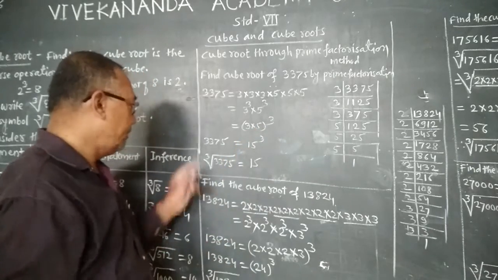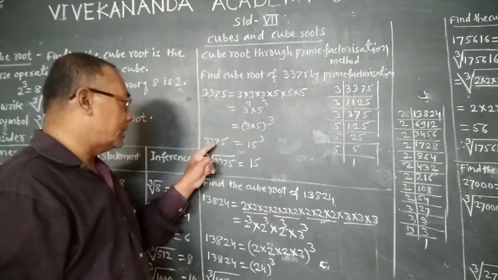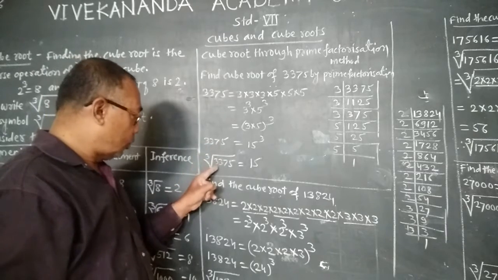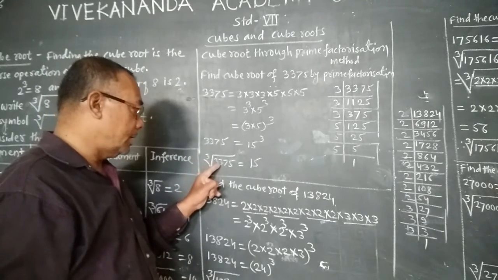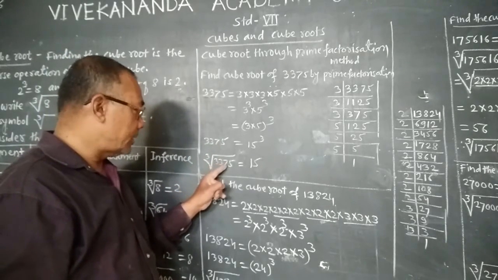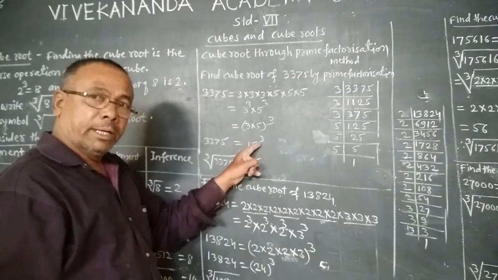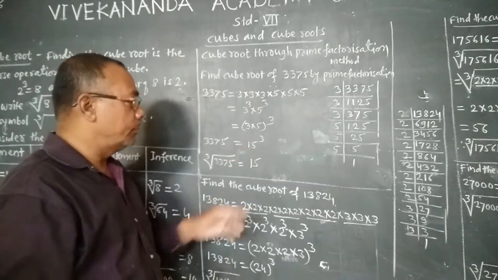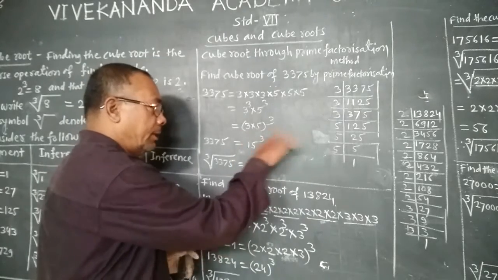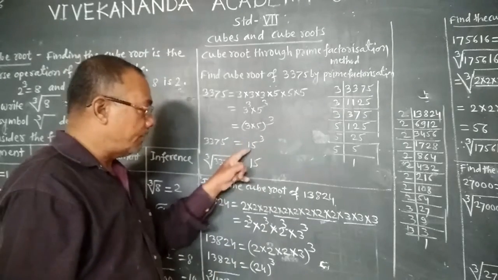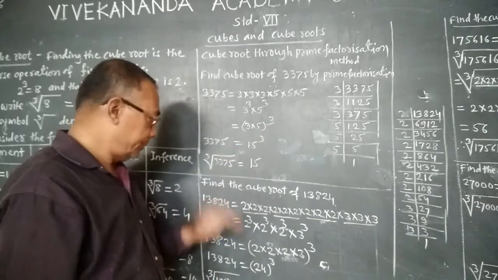And in this way, cube root of 3375 is equal to only 15, because if we take the cube root of 15 cube, then the 3 will vanish, or be eliminated here, and we will get only 15.